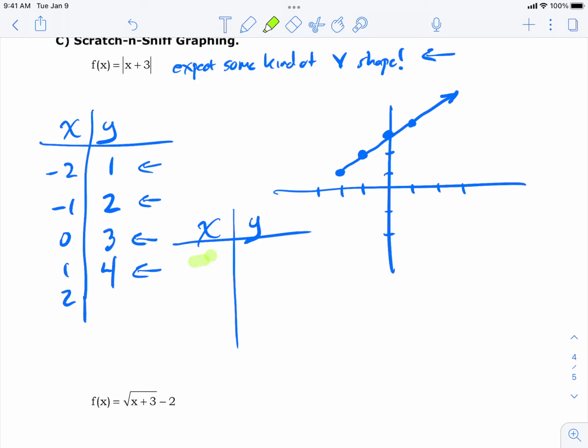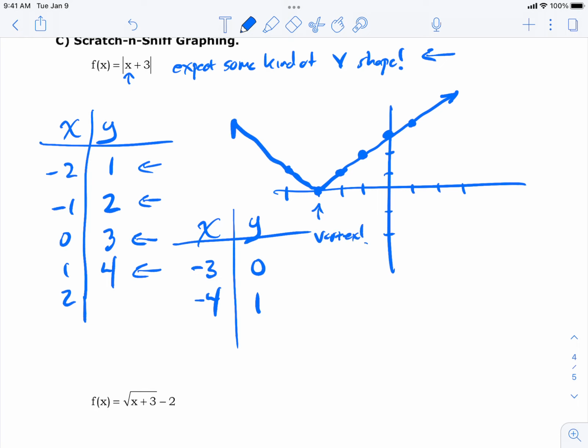How about if I plug in like a negative 3? If I plug in a negative 3, well, negative 3 plus 3 is 0. Ooh. What if I plug in a negative 4? This is the absolute value of negative 4 plus 3. That would be the absolute value of negative 1. The absolute value of negative 1 is positive 1. So see, we switch directions all of a sudden. When x is negative 3, I'm at 0. But when x is negative 4, I'm at 1. We found the vertex. Woohoo!